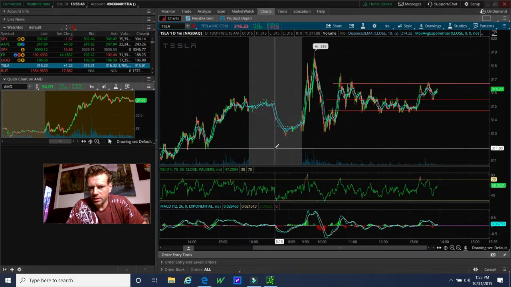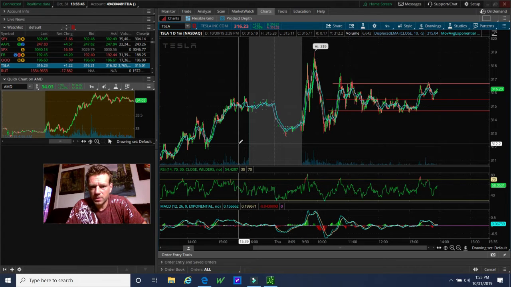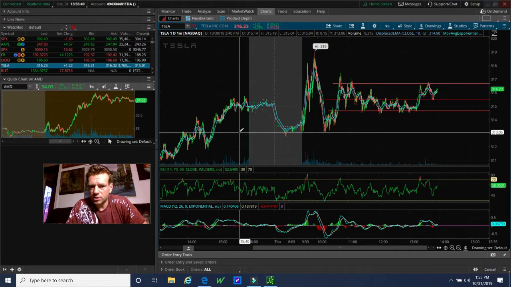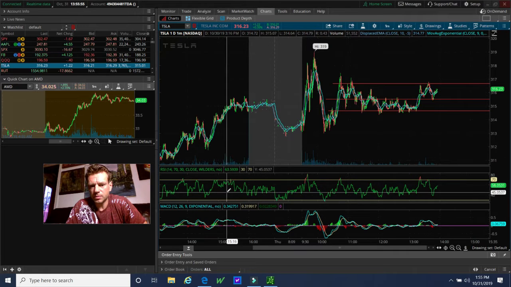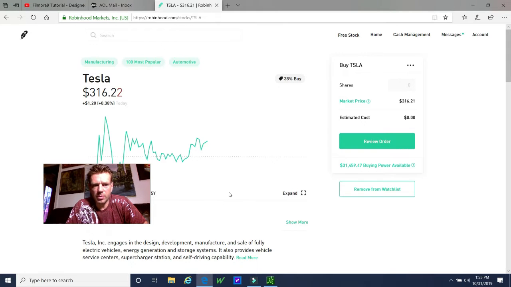That's the platform that I've been using for about a year. It's simple to use. It doesn't take long to figure out how to use, and of course there is tons of information on how to do so on YouTube. So let me switch to my Robinhood account. Okay, here's my Robinhood account opened on the Tesla page. As you can see, it's the same chart but much less detailed.